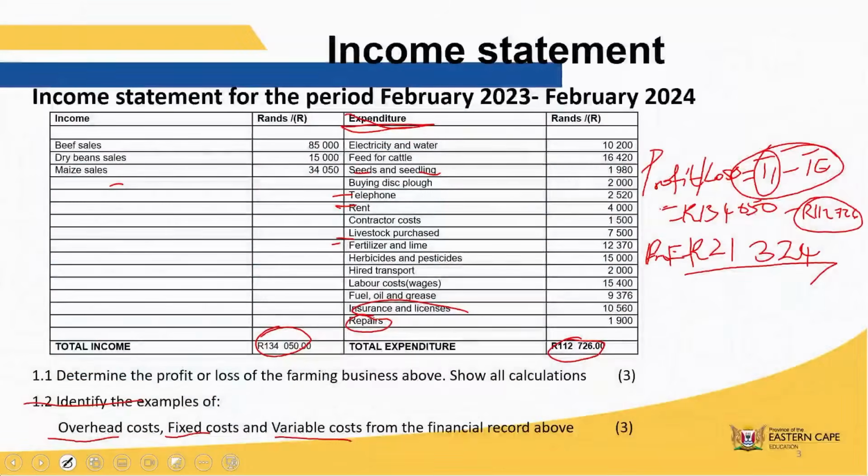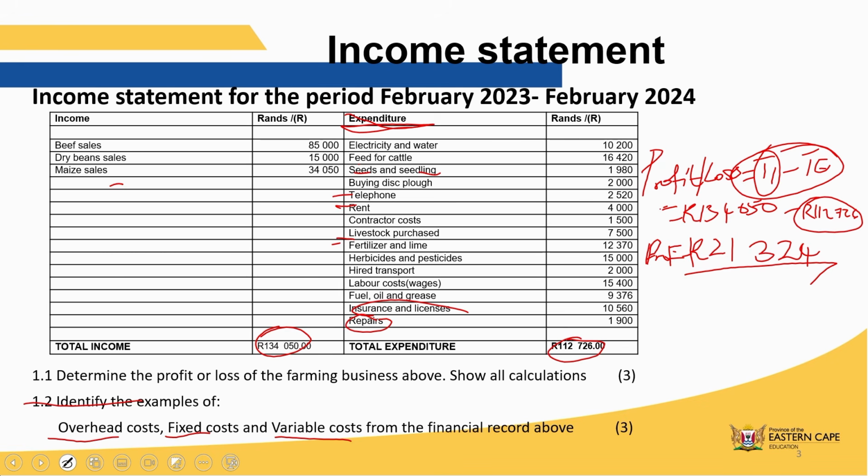But if, for example, we're talking about the seeds and seedlings, they are not overhead costs. If we're talking about the livestock purchased, the fertilizer and lime, the herbicides and pesticides, they are not overhead costs because they are directly linked with the farming business. So those are the overhead costs.